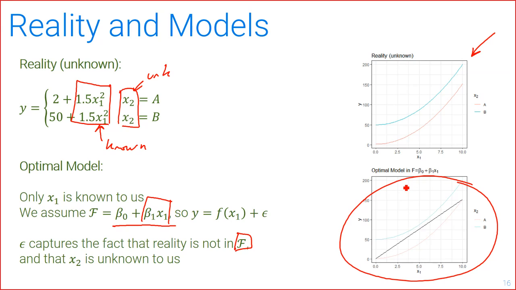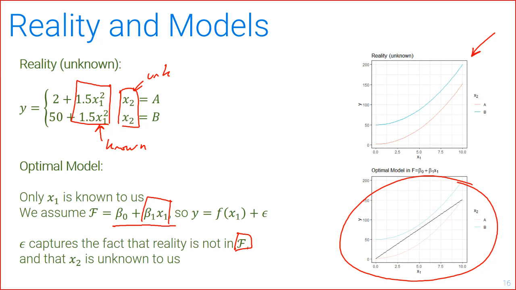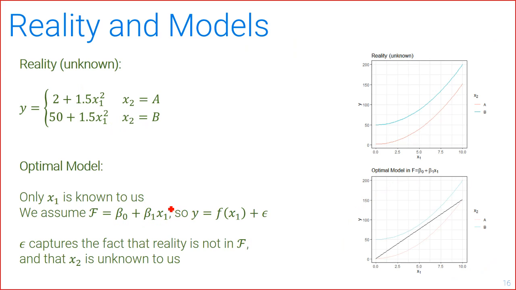Let's say that because of domain knowledge, we have a different class of models, and we say this is actually x1 to the power of 2, and x2. Then we could have a better model, but still it would not be reality because we are ignoring x2.